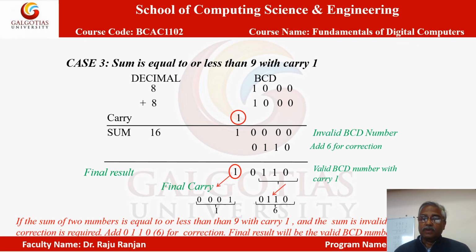So 0 plus 0, 0, 0 plus 1, 1, 0 plus 1, 1, and 0 plus 0 is 0. And carry is 1. So final sum is 0, 1, 1, 0, and carry is 0, 0, 0, 1. 1 and 6, 16. So this is our third case. So now the answer is 1 and 6.